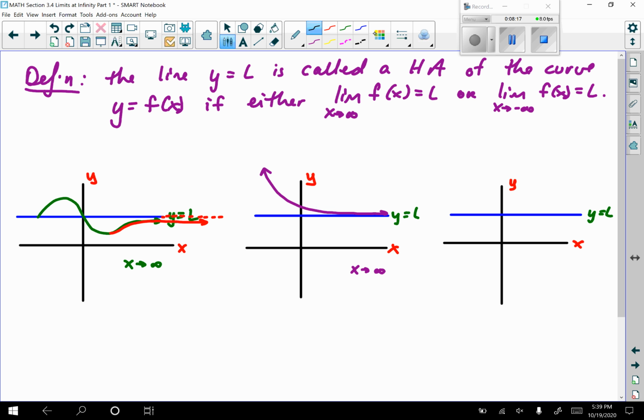And third, our graph can start out as a function that's oscillating, crossing the line many times, but as x keeps increasing without bound, it's getting closer and closer to that. So again, we can say as x keeps increasing without bound, our y values are getting closer to this horizontal line y equals L.